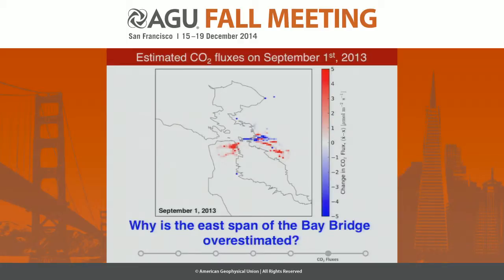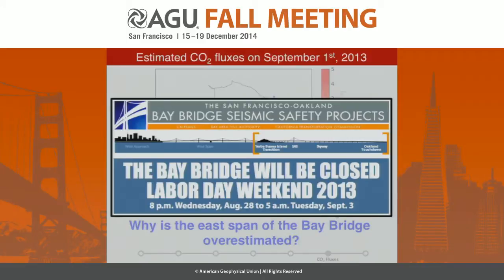So I investigated a little bit more before totally giving up, and what I found was, I think, pretty interesting. The day I was looking at was September 1st, 2013, which is the day that the Bay Bridge was actually closed to convert from the old bridge to the new bridge.